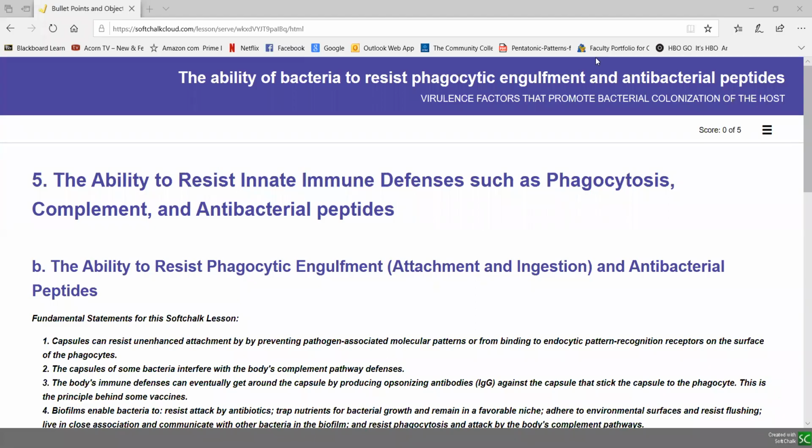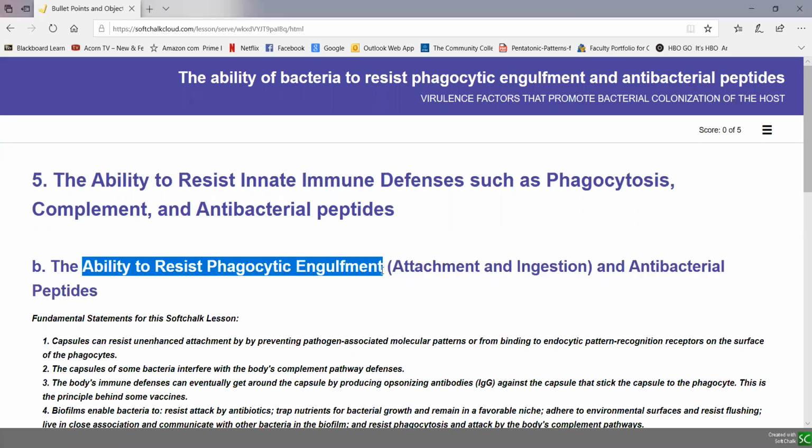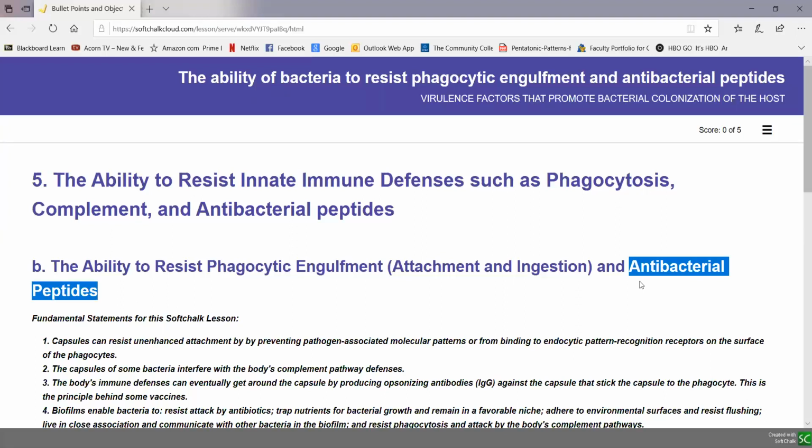In Unit 3, Lecture 2, Part 3, we're going to look at the first of two SoftChalk lessons on how the ability to resist innate immune defenses helps bacteria to colonize the body. And in this SoftChalk lesson specifically, we're going to look at how bacteria can resist phagocytic engulfment, that is the attachment and ingestion stages of phagocytosis, as well as how they can resist antibacterial peptides.